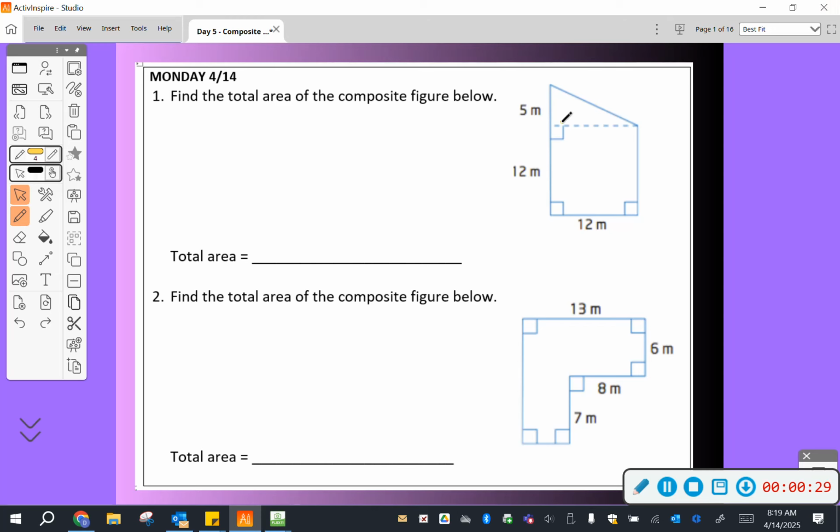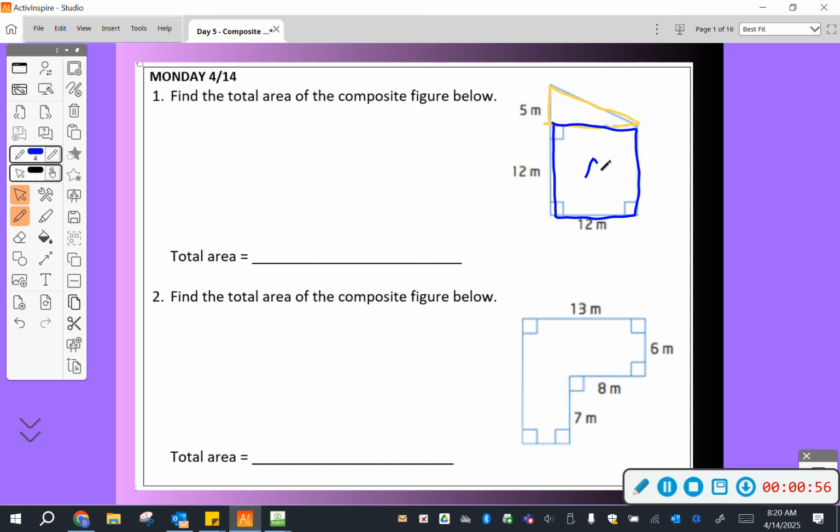A triangle. You see a triangle and what else? A square. Now I do want to let y'all know that this shape right here is a triangle and a square, but it's also a what? What shape is it as well? It's a trapezoid. So you could just do the trapezoid formula with this, but if you don't particularly love the trapezoid, you can always do this as well.